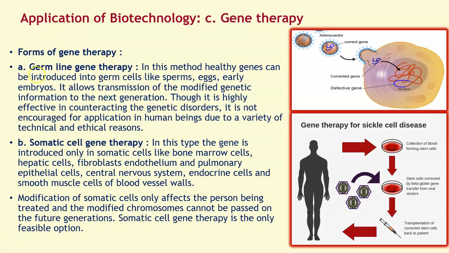We have two forms of gene therapy: germline gene therapy, where the healthy gene is introduced into the germ cells like the sperm, egg, or the early embryos, and somatic cell therapy, where the gene is introduced into the somatic cells. Here it allows the transmission of the modified genetic information to the next generation, and here only the affected person is treated and the modified chromosome cannot be passed to the future generation.